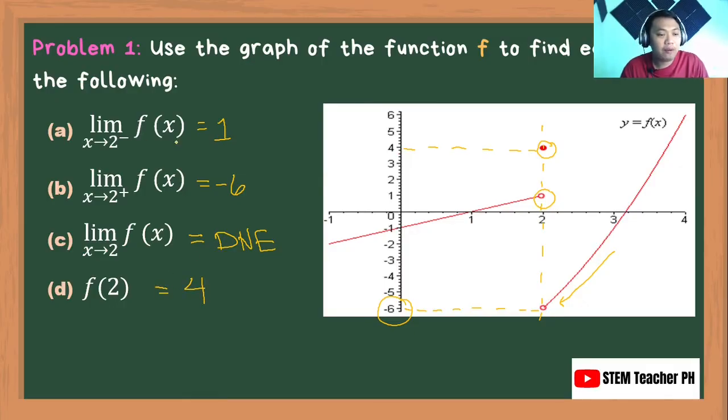So, the limit of our function as we approach 2 from the left is 1, from the right is negative 6. Yung limit ng function itself does not exist, pero yung value ng function that is equal to positive 4. If you want to do more examples, let us proceed dun sa video natin.